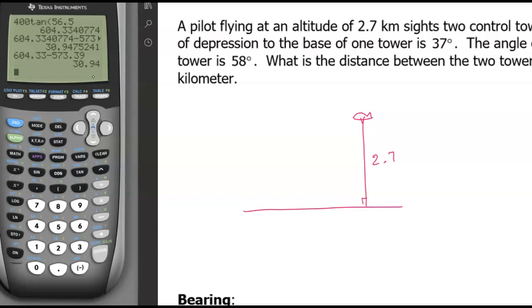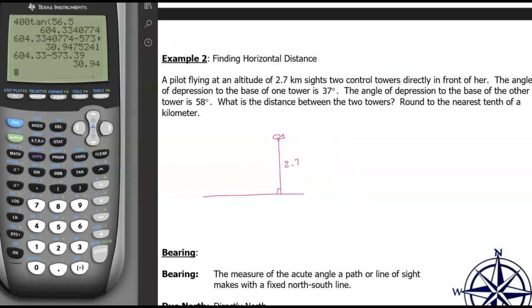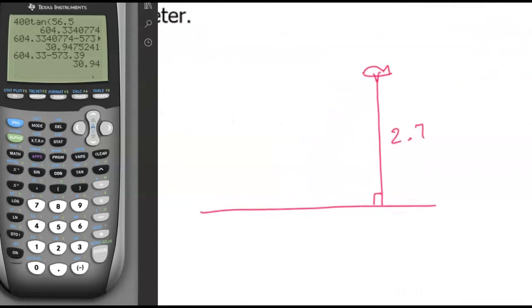Now this is perpendicular here. And there are two towers. Now I hate how this is worded, but it says two control towers directly in front of her on the ground. Obviously. But it's worded a little weird. So on the ground, she sights one tower and two towers. And the problem wants to know the distance between the two towers. We'll call this x.